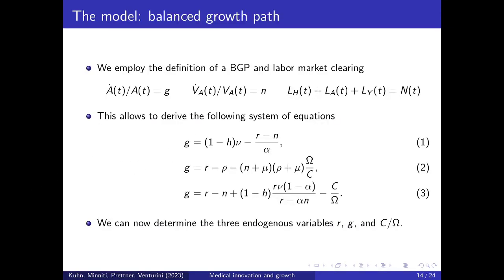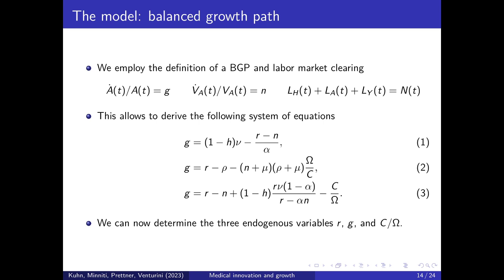Now we can quote-unquote close the economy by assuming that we are on a balanced growth path, where the growth rate of the economy is given at the rate G. The growth rate in the value of patents is given by the population growth rate, and labor markets clear. So labor employed in healthcare plus labor employed in research and development plus labor employed in the final goods sector is equal to the total stock of labor in the economy.